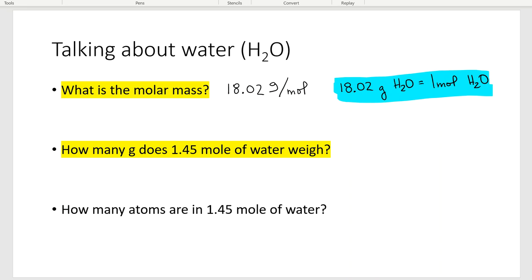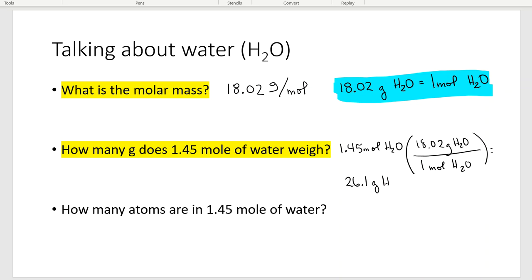Then, how many grams does 1.45 moles of water weigh? We have 1.45 moles of water. The molar mass tells us that every 1 mole of water weighs 18.02 grams. So that means that we have 1.45 times 18.02, 26.1 grams of water.